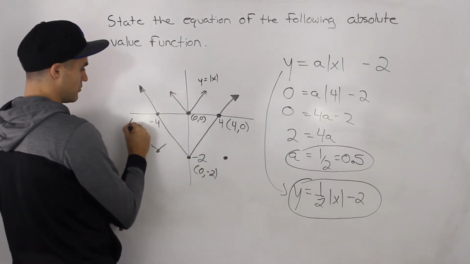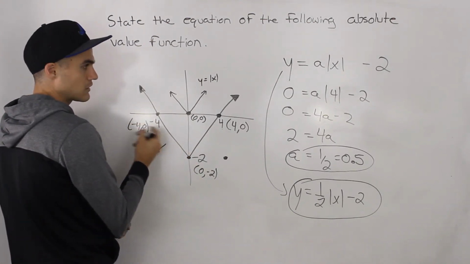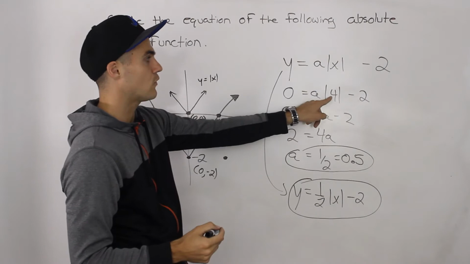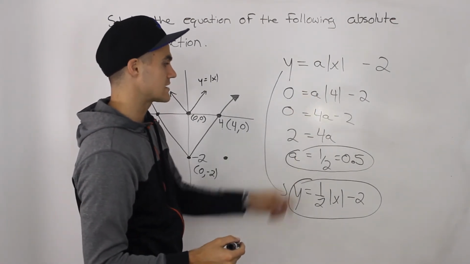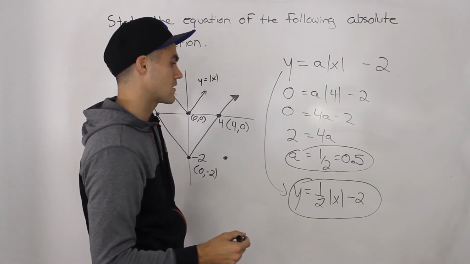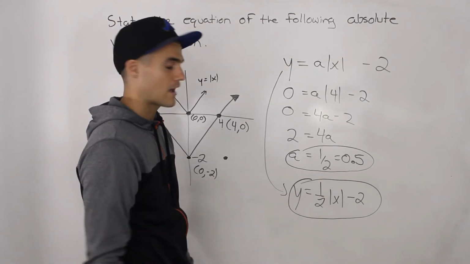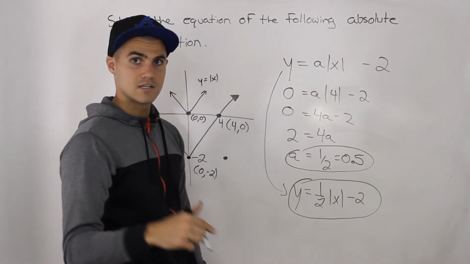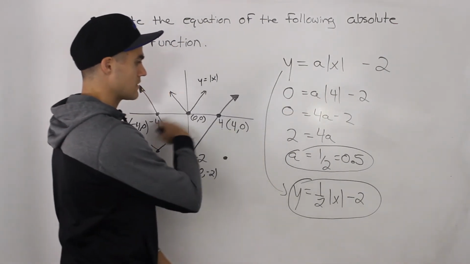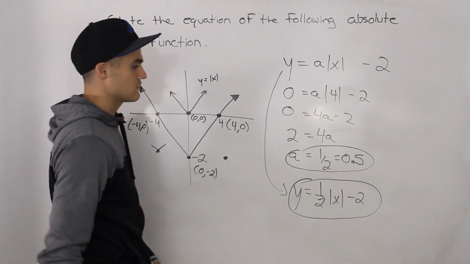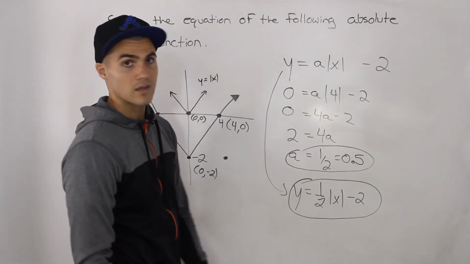But you could have also used the point -4 and 0. Notice how it would give you the same thing, because if this was -4, absolute value -4 would become +4 anyway, and you get that same value for a as 1/2. So again, deal with the translations first, plug those in, and then solve for the a value with any point on the function other than the vertex, and you get your final equation.